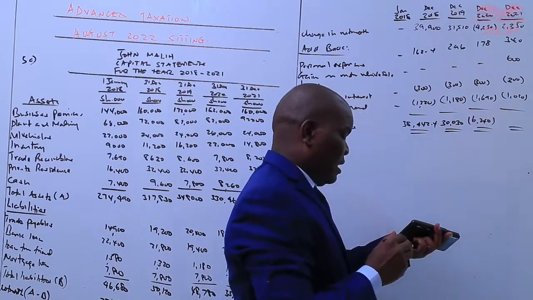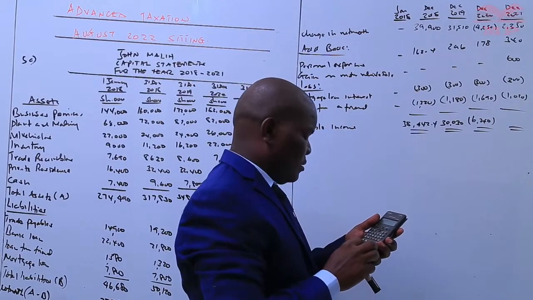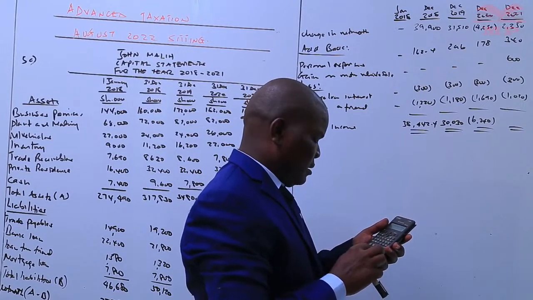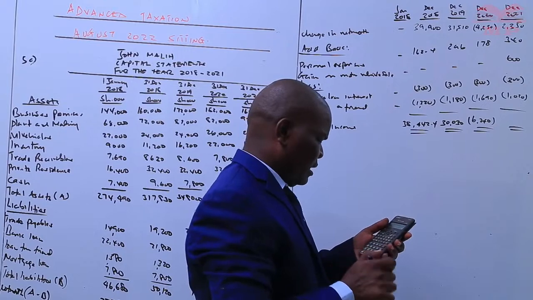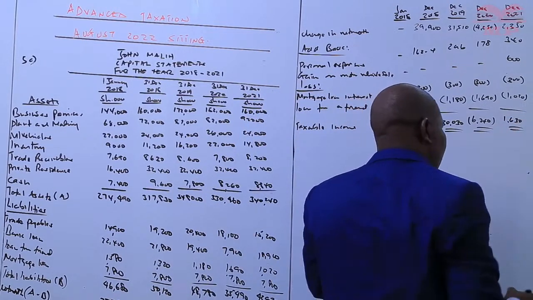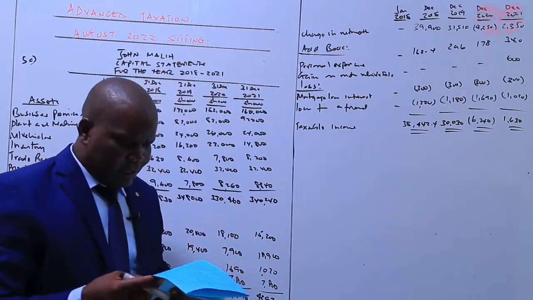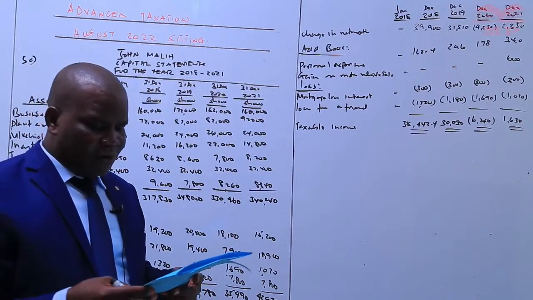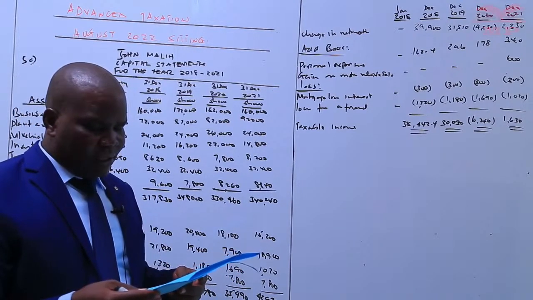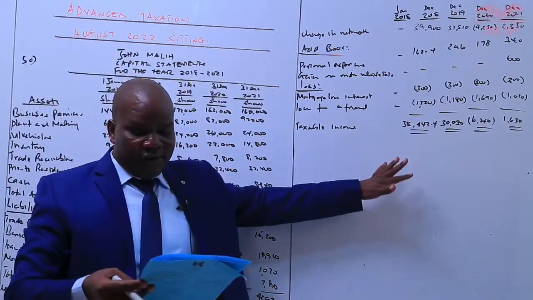negative. And lastly, we have 2350 plus 600 less 300 less 1020. I get 1630 positive. And what was the question? The question was determine the taxable income of John Malley for each of the 4 years ended 31st December 2018, 19, 20, and 21. And that is what we have done.